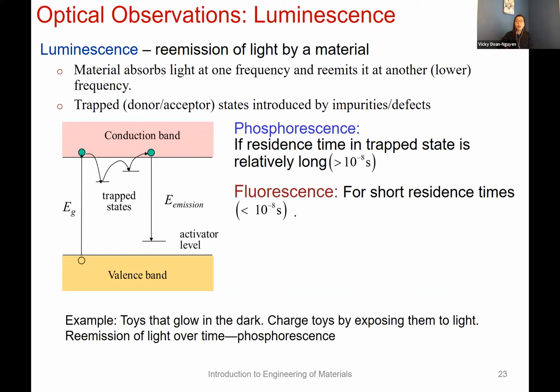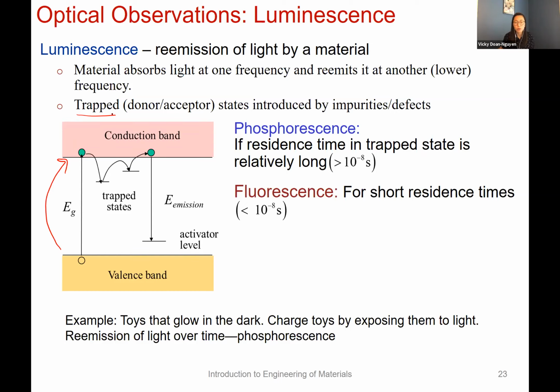Okay, now let's talk about luminescence, or re-emission of light by a material. So if a material absorbs some light, and this question came up at the end of the last lecture after the 55-minute mark. When a material absorbs light at one frequency, or one wavelength or one energy, it can excite electrons from the valence band to the conduction band. When it re-emits it at another frequency, typically at a lower frequency, we can talk about, how does that happen?